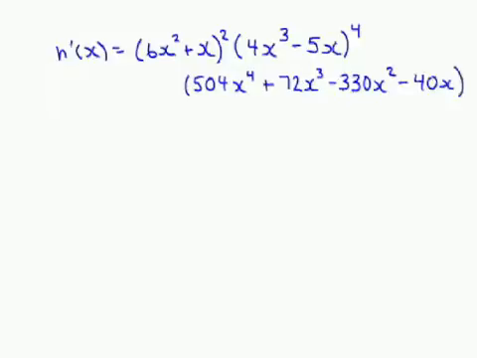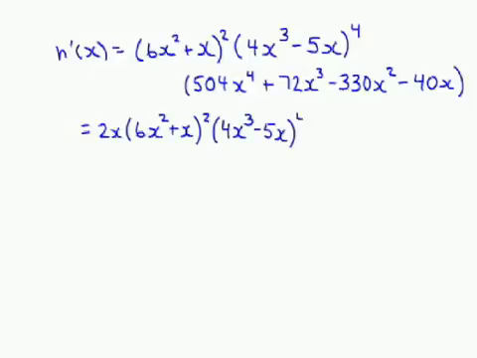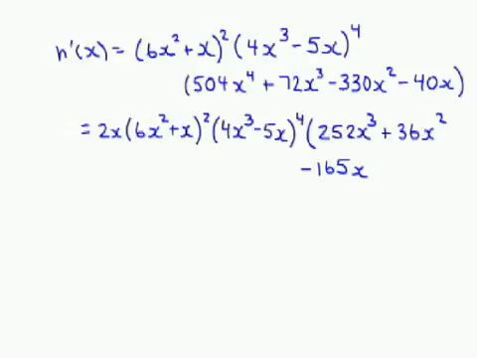What you notice is that 2x can be common factored out of the expression found in those last set of brackets. So we end up with h prime of x is equal to 2x times (6x squared plus x) all squared times (4x cubed minus 5x) all raised to the 4 times (252x cubed plus 36x squared minus 165x minus 20). This is the derivative of our function h of x.